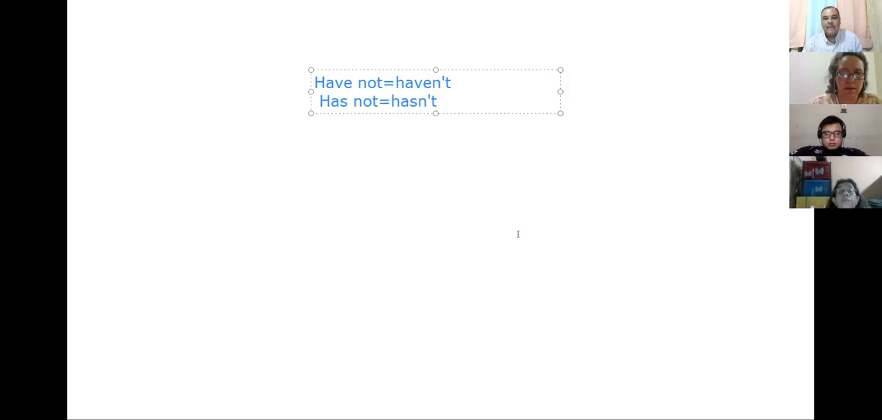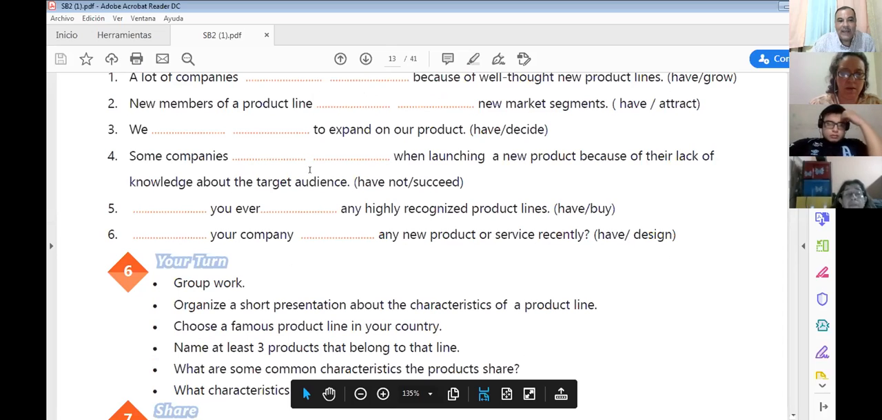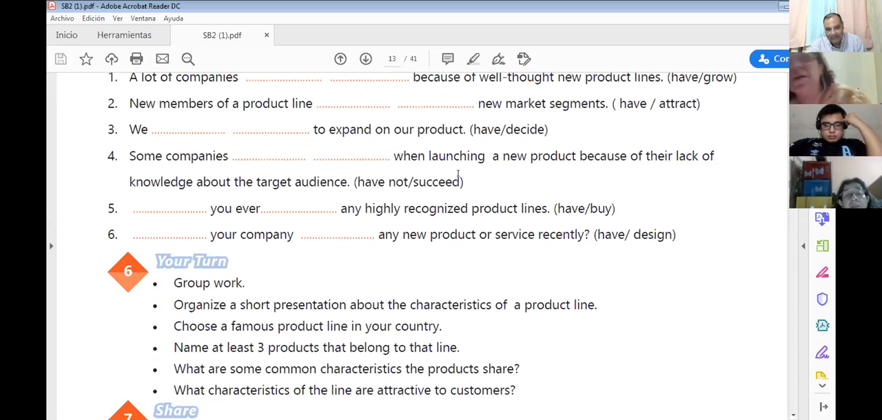So now let's go to the book again. Okay, so we were doing exercise number, now it is number 5. So look, some companies, what's the contraction? Haven't succeeded when launching a new product because of their lack of knowledge about the target audience. Now, questions about vocabulary. Knowledge? What is knowledge? Conocimiento. Knowledge. Okay. More questions.